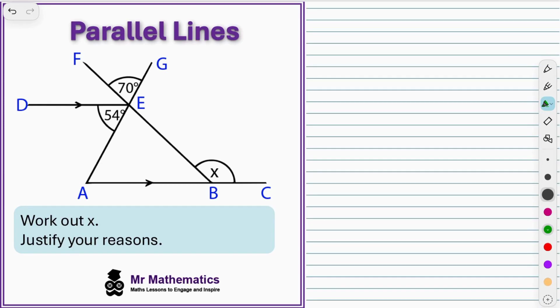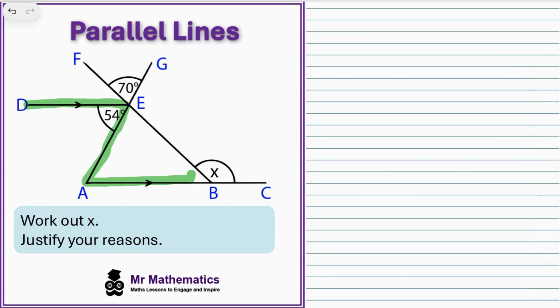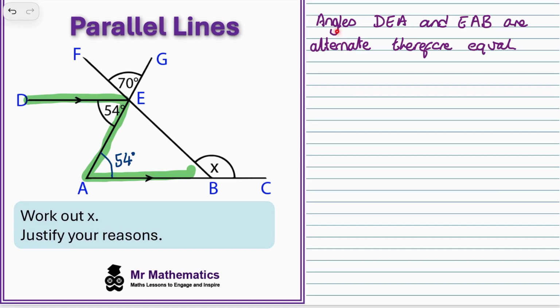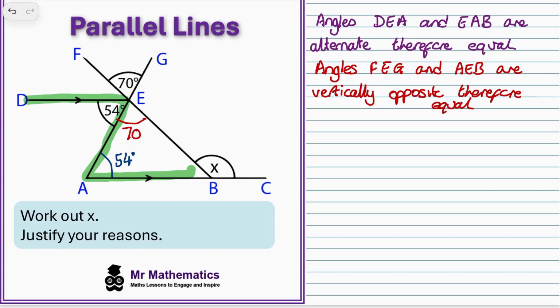How did you get on with that? Well, we can see we've got a pair of alternate angles here and here. So this angle will also be 54 degrees. So we'll state the reason as angles DEA and EAB are alternate and therefore equal. And then we can see the 70 degrees is vertically opposite this angle. So this will also be 70 degrees. So I'll state this reasoning here.